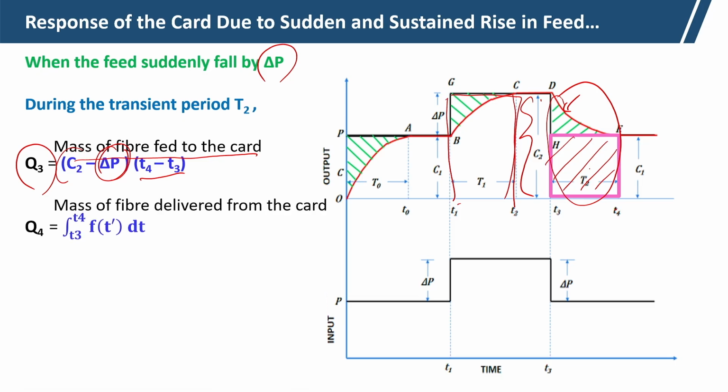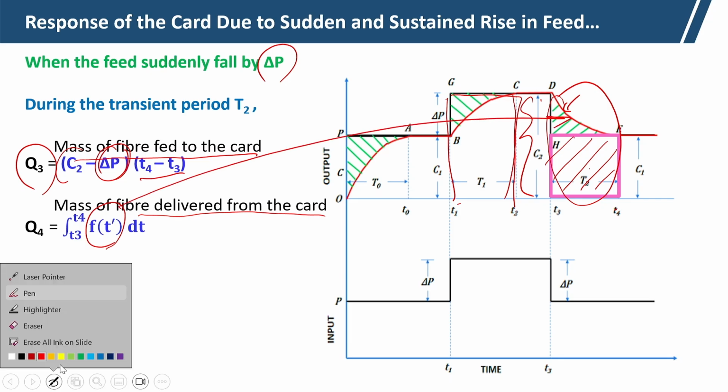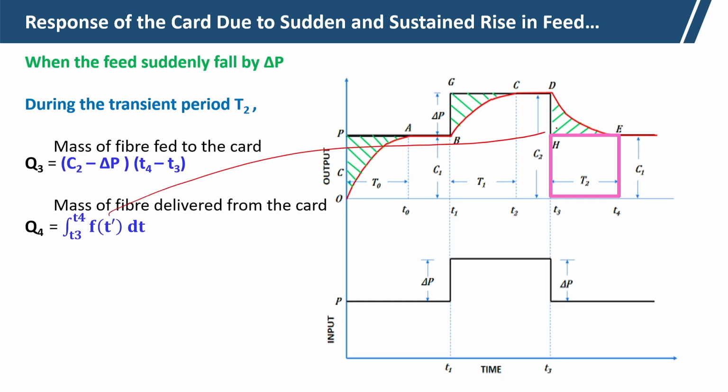So, the mass of fiber delivered from the card, what is that? Ft dash is the function of this curve. It is the integral from T3 to T4 of Ft dash dt. With that function we can get the total curve we will be getting here. Now, Ft dash is the function representing the curve DE.